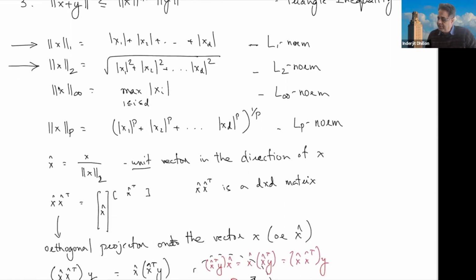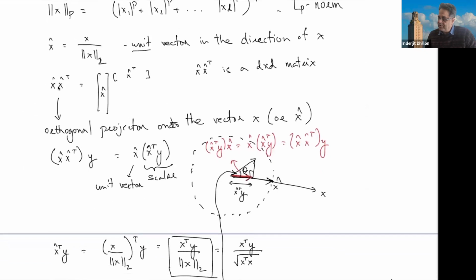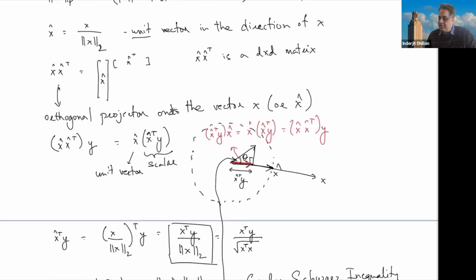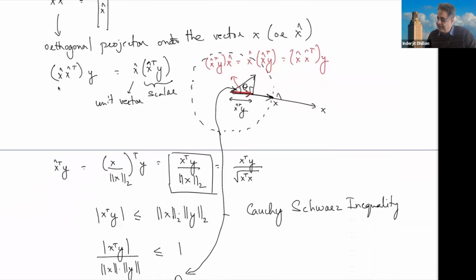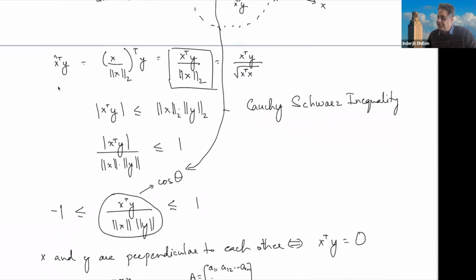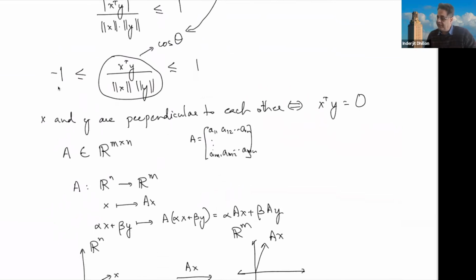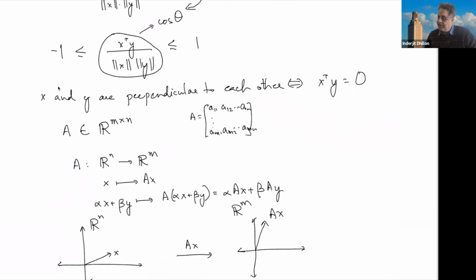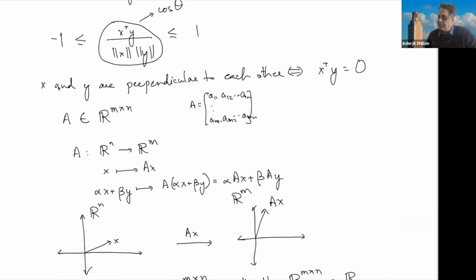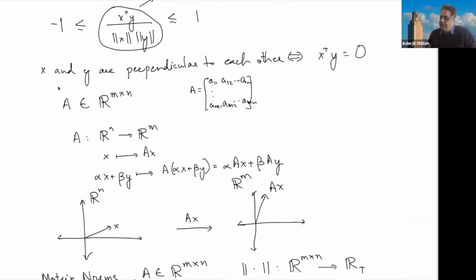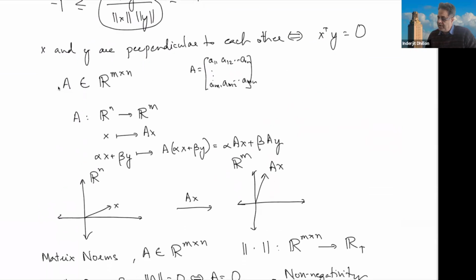In general, the Lp norms. Then we talked about orthogonal projector onto just one line, which can be generalized to subspaces. Talked a little bit about the Cauchy-Schwarz inequality, basically the angles between two vectors. The cosine theta can be written as x transpose y divided by the 2-norm of x times the 2-norm of y. That's the cosine of the angle between the vectors x and y.